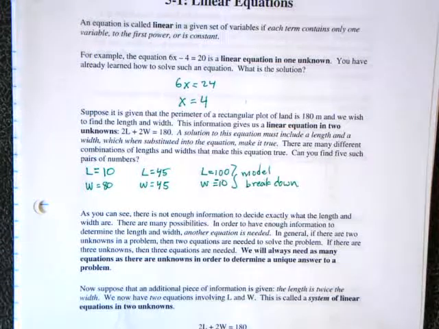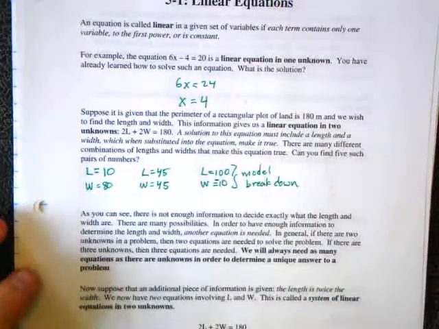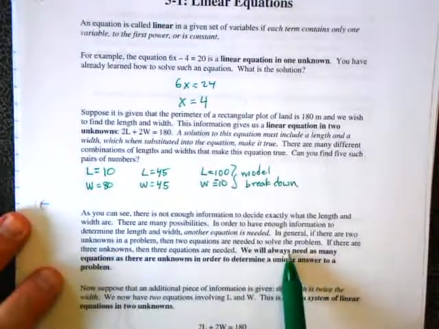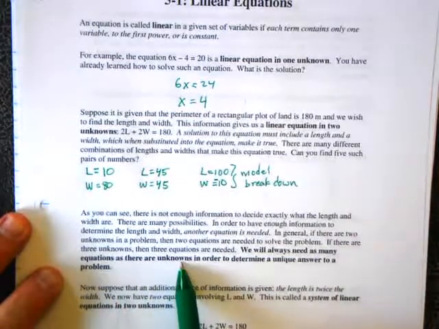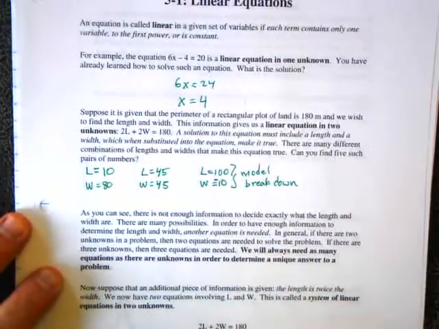If I had 10 equations but 15 variables, then I have fewer equations than variables, I would still get an infinite number of solutions, probably. All right. So that's what it says down here. We will need as many equations as there are unknowns in order to determine any unique answer to the problem.